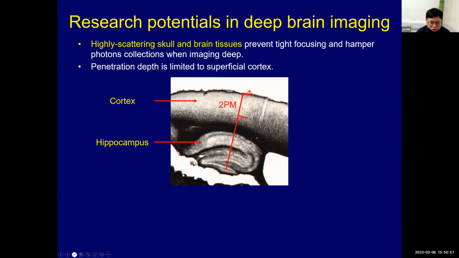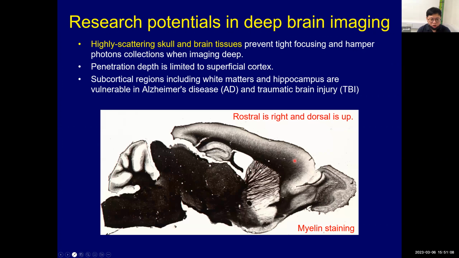So far, I think 2-photon can only reach up to 1 millimeter or 1.5. Even 1.5 is probably quite challenging. So it's still quite difficult to look at the whole brain, and we know there are a lot of diseases that affect the subcortical region, which we are so far unable to access.